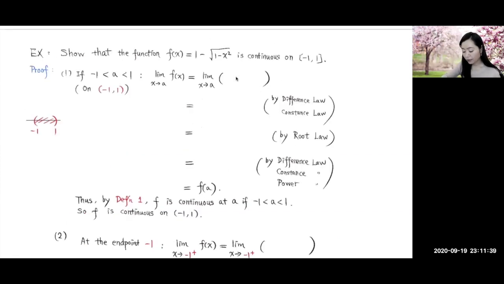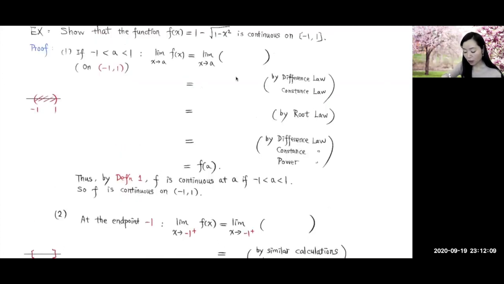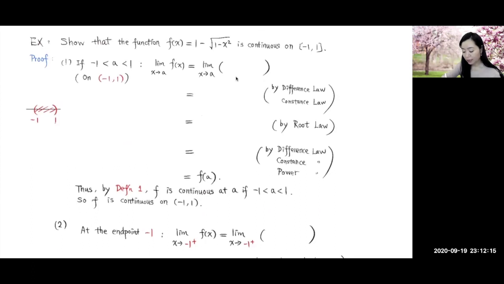Next example, we're trying to prove that this function is continuous on this closed interval from -1 to 1. So first of all, this is a closed interval. Let's consider the open interval from -1 to 1 first, and then later on consider the two endpoints in the second case. Now, on this open interval from -1 to 1, the limit of f of x is equal to the limit of this function.